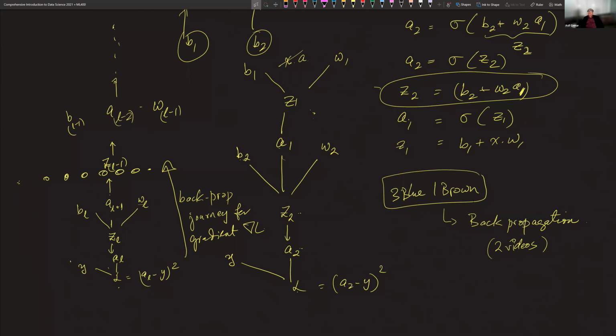Any questions? So to begin the backpropagation process, are you changing the weights of just one of the output neurons? No.